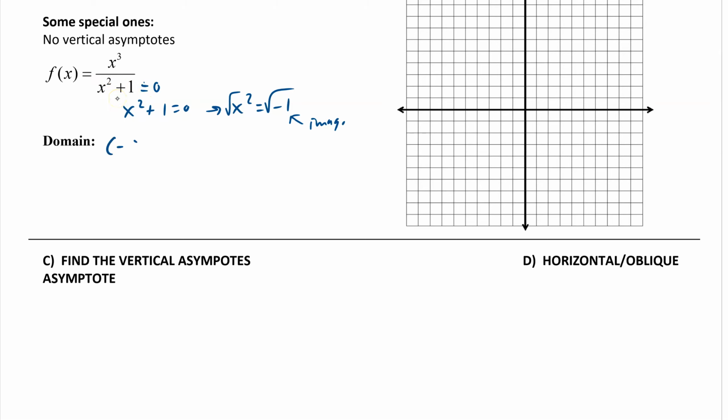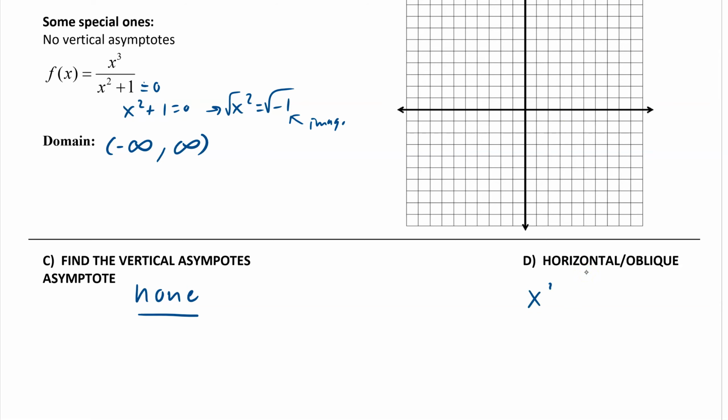So our domain here is from -infinity to +infinity, which means we have no vertical asymptotes, no holes. So that would be none here. We have no vertical asymptotes whatsoever. So you still find the x-intercepts and the y-intercepts the same exact way, but we're just doing asymptotes for these special ones.